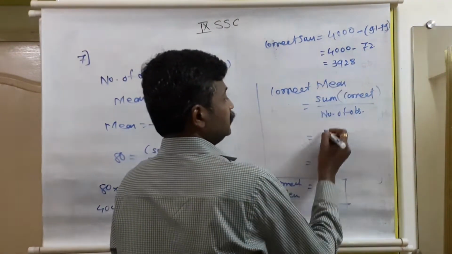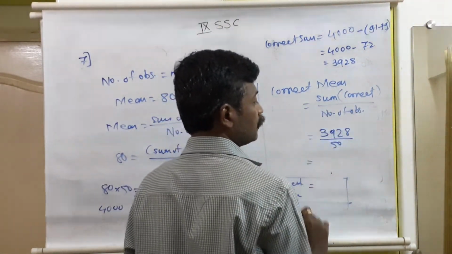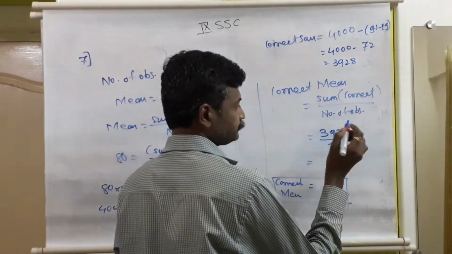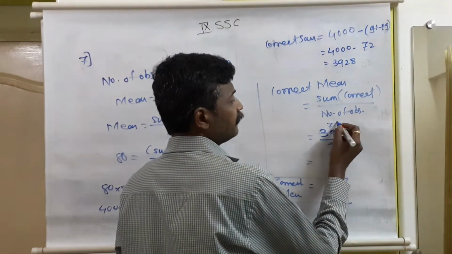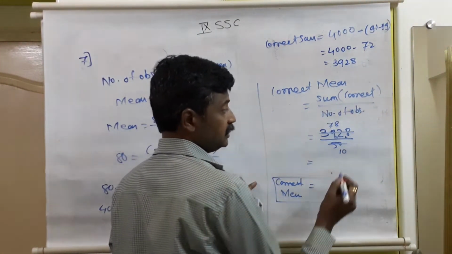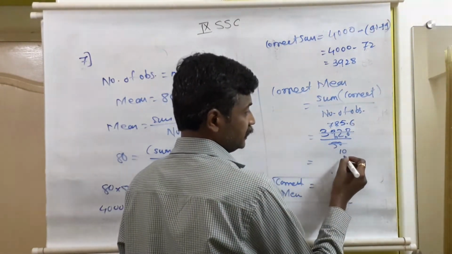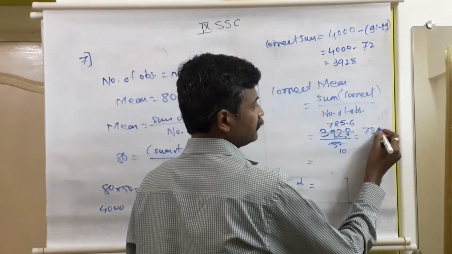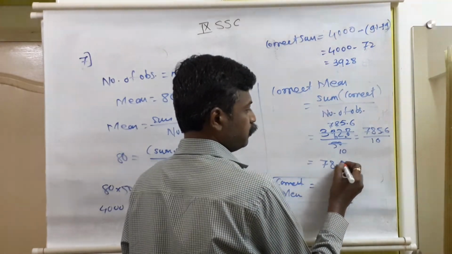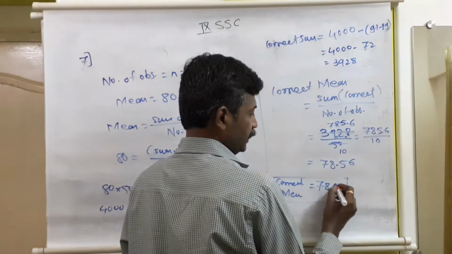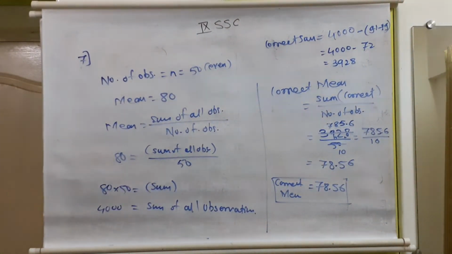So what is the correct sum? 3928 is the correct sum, and it should be divided by 50, that is number of observations. So first we'll divide by 5. By 5 it will come 5 7s are 35, remainder will be 4. 5 8s are 40, remainder is 2, 28. 5 5s are 25, remainder is 3. 5 6s are 30. Divided by 10, 785.6 divided by 10 means nothing but 78.56. 78.56 will be the correct solution for question number 7.